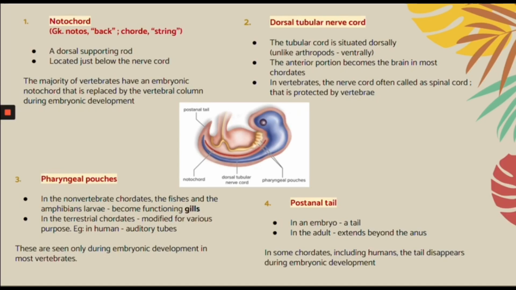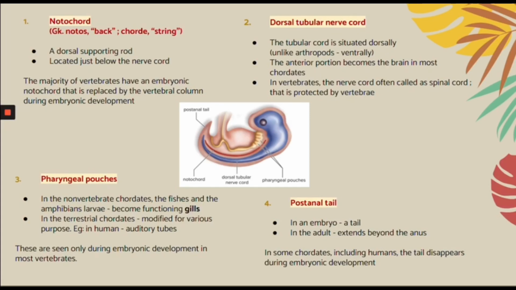Secondly, the dorsal tubular nerve cord. The tubular cord is situated dorsally, which means at the back. Unlike arthropods, where the nerve cord is situated ventrally. As you can see in this picture, this is the dorsal tubular nerve cord. The anterior portion becomes the brain in most chordates. In vertebrates, the nerve cord, often called the spinal cord, is protected by vertebrae.